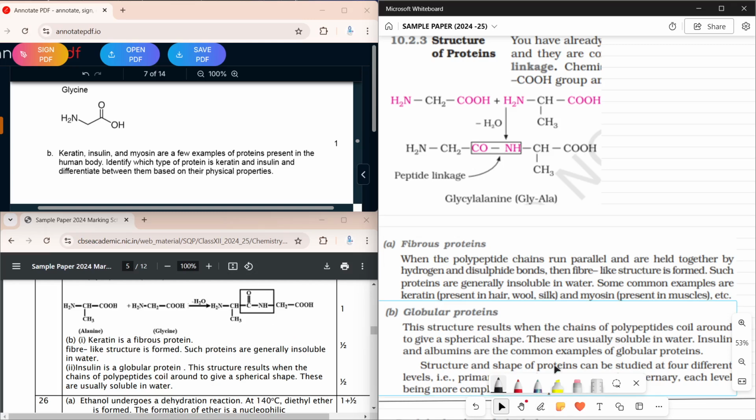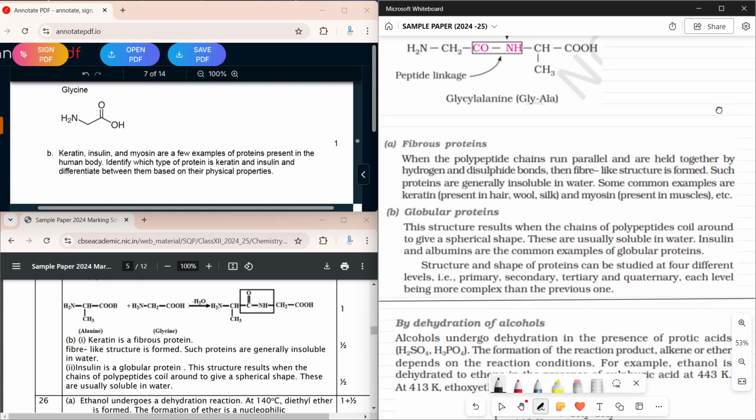On the other hand, globular proteins, the example we have over here is insulin and albumin, but basically the chains of polypeptides are coiling around each other, which gives them a spherical shape. That's why you call them globular proteins. Obviously, they're further divided, but as long as you mention what kind of protein each of these is and how they are different, you should be good to go. And this is also from the chapter Biomolecules.